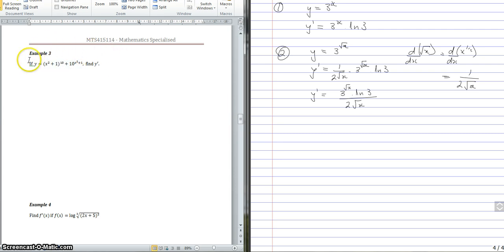We'll go over the page and look at our third example. Okay, slightly more complicated. We've got two functions here. So y equals x squared plus 1 to the 10th power plus 10 to the power of x squared plus 1. So what we can do, we notice here that we've got x squared plus 1 and x squared plus 1 both the same here.